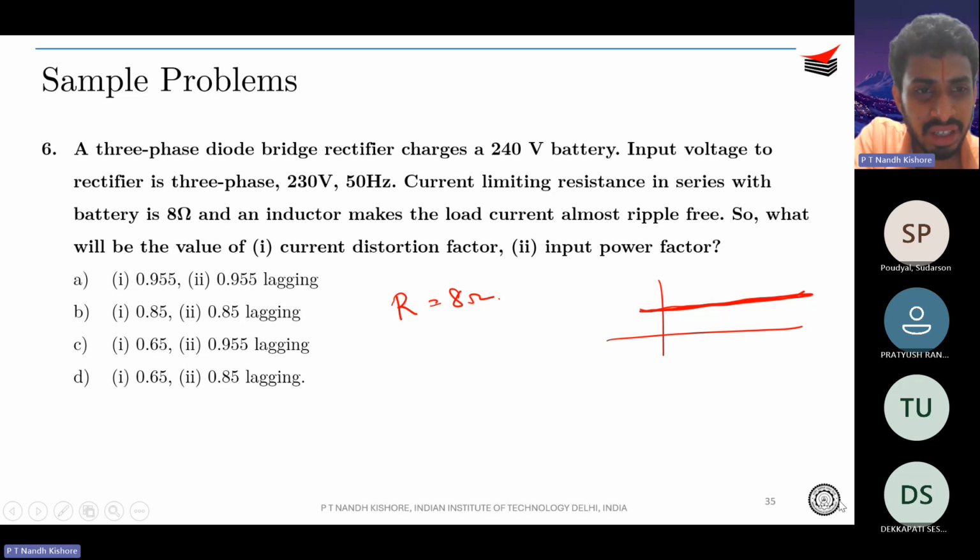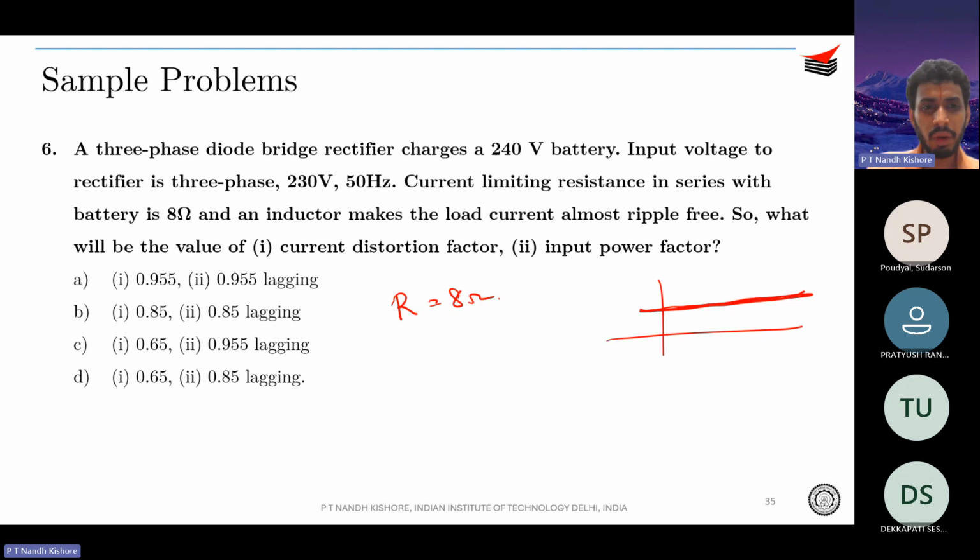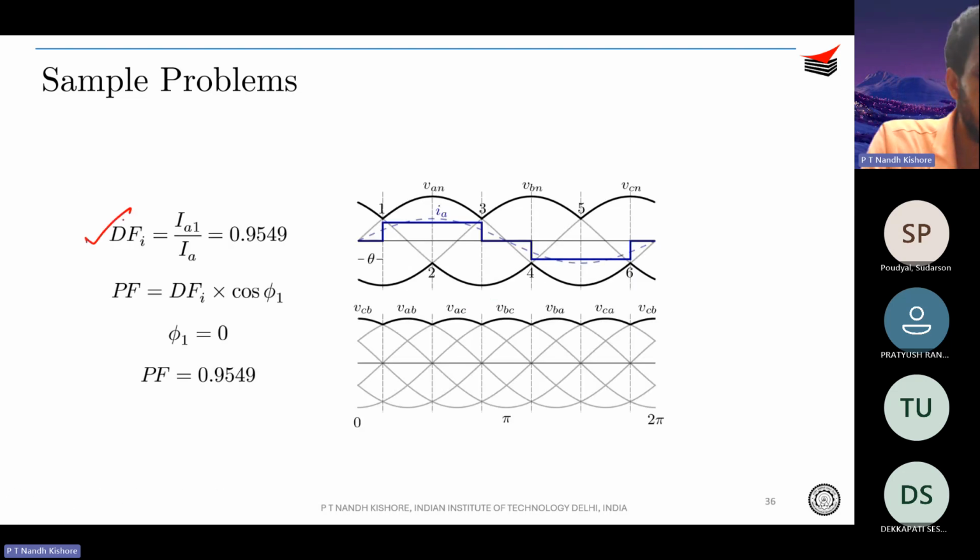So the distortion factor is, this is for a three-phase case, right? We solved this for a single phase. For a three-phase, you will end up with a distortion factor of 0.95. Okay. So I'll just write how this comes around.